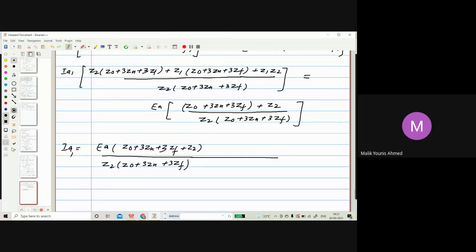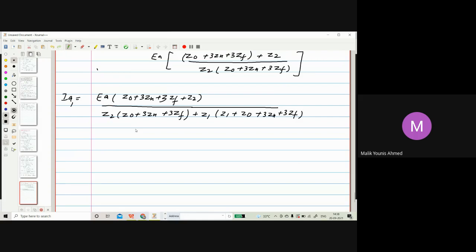Why are we writing so many terms? Just a second. See here, what we can do, this denominator term will get cancelled. So the left term will be this numerator, and this denominator term is what we need to write. Plus Z1. These two terms will get cancelled, they are exactly the same. So denominator terms on both sides of the equation will get cancelled. So Z1 plus Z0 plus 3Zn plus 3Zf is this one complete term, because that will come in the denominator on this side.